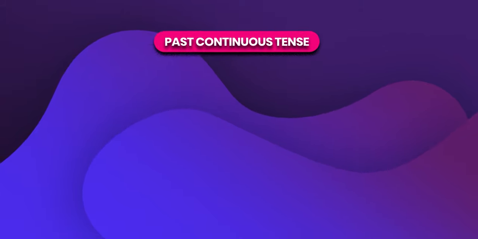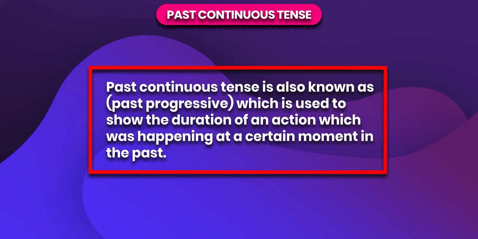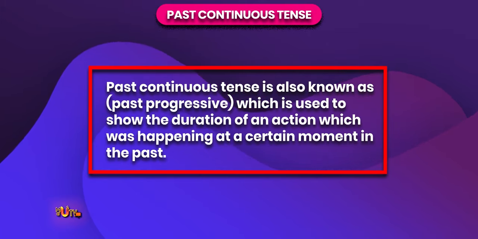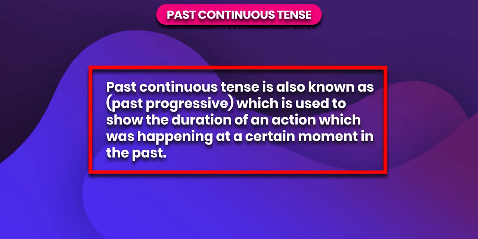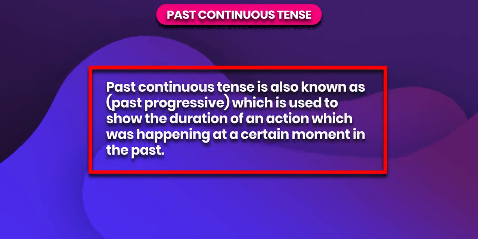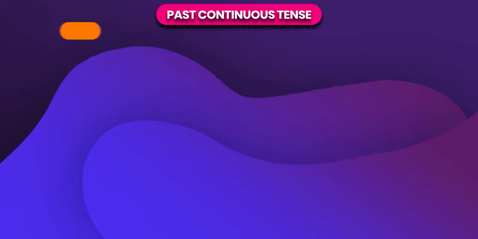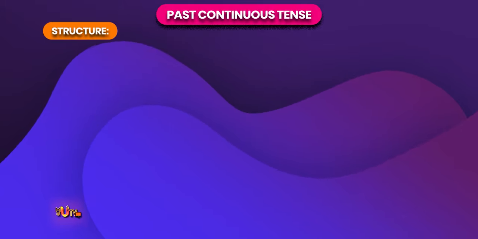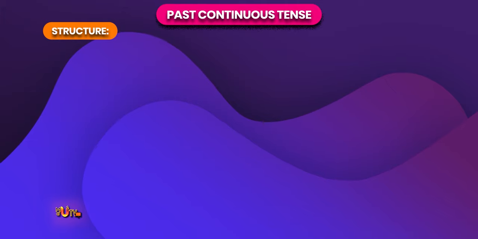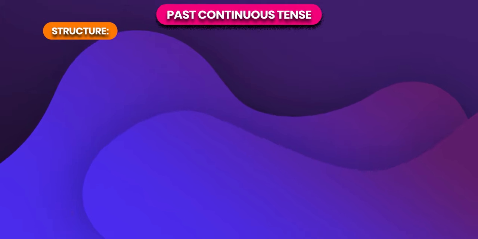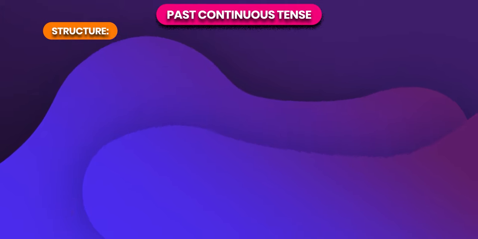Past continuous tense is also known as past progressive, which is used to show the duration of an action which was happening at a certain moment in the past. Let's get into the structure. To form a past continuous sentence, you need to follow this order.